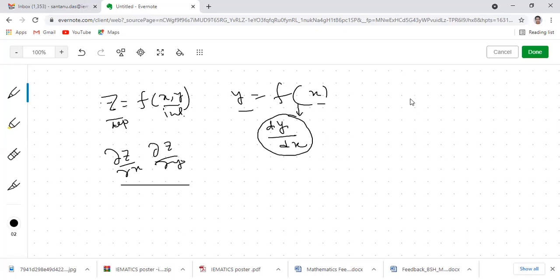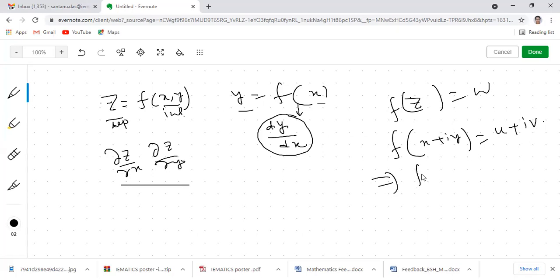Now whenever we are considering a function of a complex variable, f(z) equals w, here z is x plus iy and w is u plus iv. So both, being complex numbers, have two parts. So we can write this as f(x, y) equals (u, v). So here the number of dependent variables is two, and the number of independent variables is also two. So dependent variables 2 and independent variables 2.